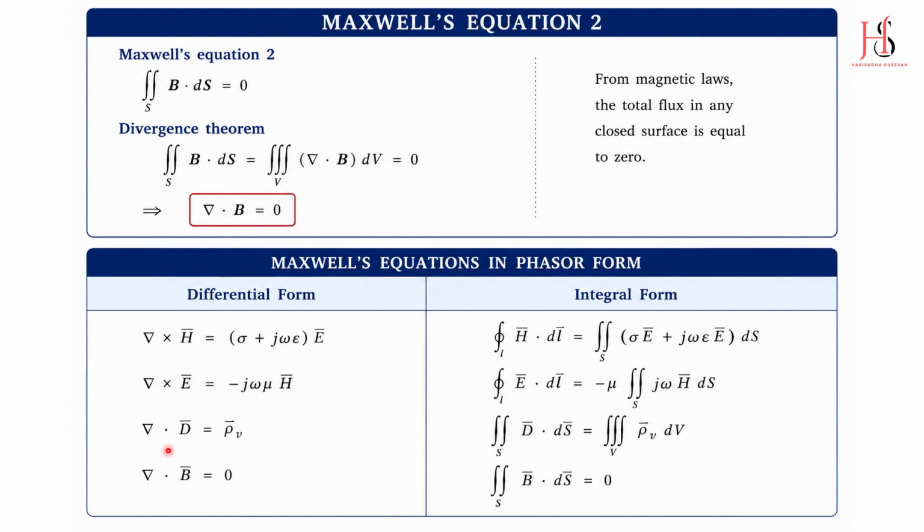Similarly, in differential form, Maxwell's third equation can be written as del dot D is equal to rho v. In integral form, it is written as the surface integral of D dot ds is equal to the volume integral of rho v into dv. And Maxwell's fourth equation in differential form is given as del dot B is equal to 0, and in the integral form it is written as the surface integral of B dot ds is equal to 0.